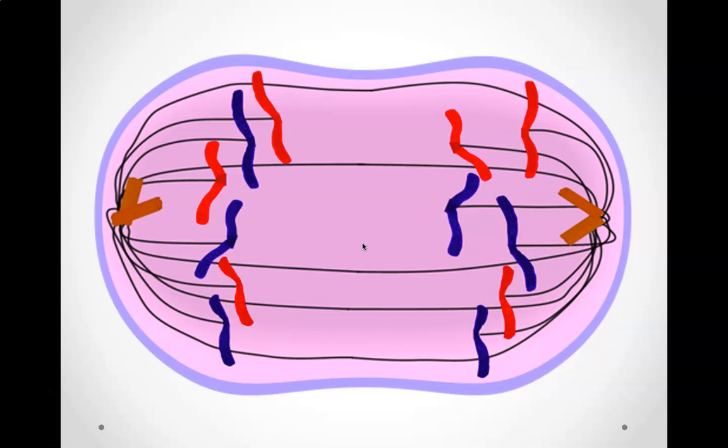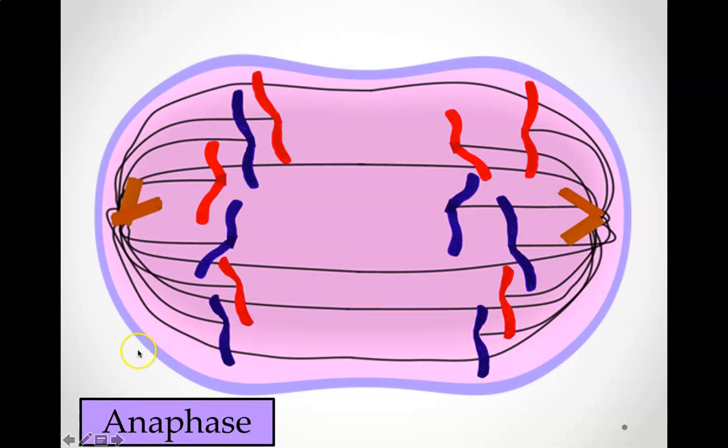this is anaphase. Think anaphase, A for apart. You can see that all these chromosomes have just been pulled apart, and they're being reeled in by the centrioles at either end to be able to create two new cells.